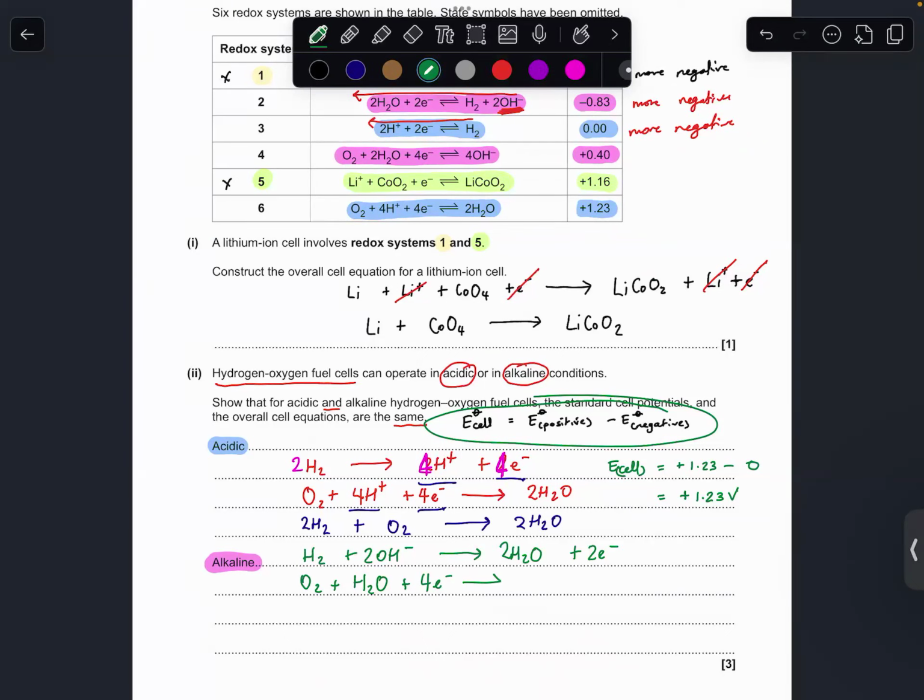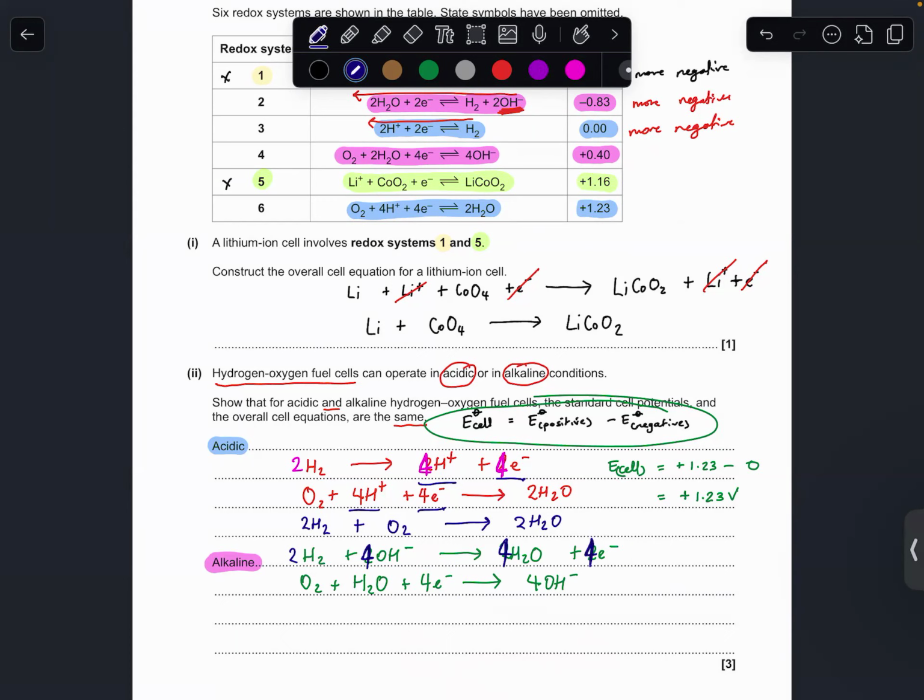The other, redox system 4, is O2, in the presence of some water, and you've got your electrons to give you 4OH minus ions. Again, we need to balance the electrons. You've got 4 here and 2 there. So the first equation, we need to double it. So we put a big 2 there. Let's make this into a 4, make this into a 4, make this into a 4.